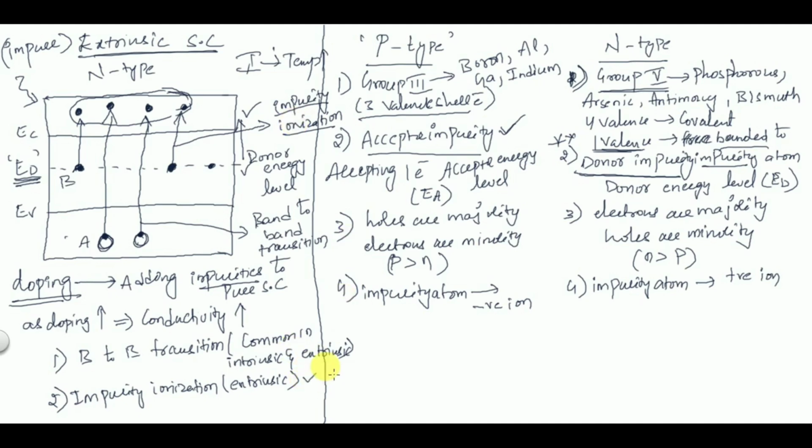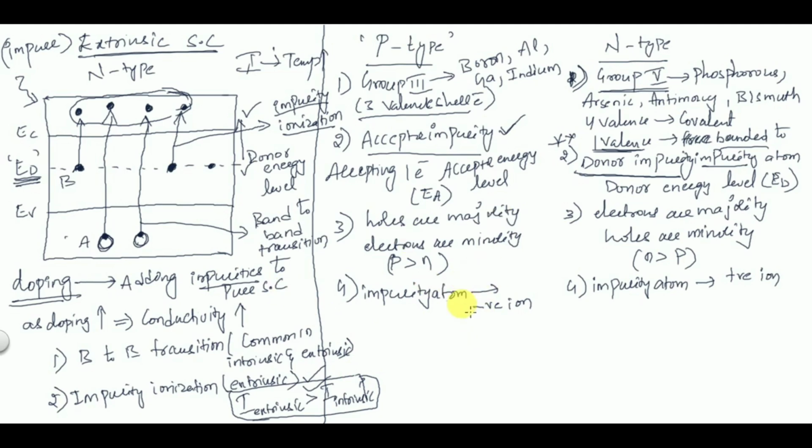Due to this process of impurity ionization, extrinsic semiconductors will give you more current when compared to intrinsic semiconductors. This is a very important point. This is a generalized point, so I have not written it here in the differences. Always, due to impurity ionization, an extrinsic semiconductor will give you more current when compared to an intrinsic semiconductor. These are the main points which you have to remember.